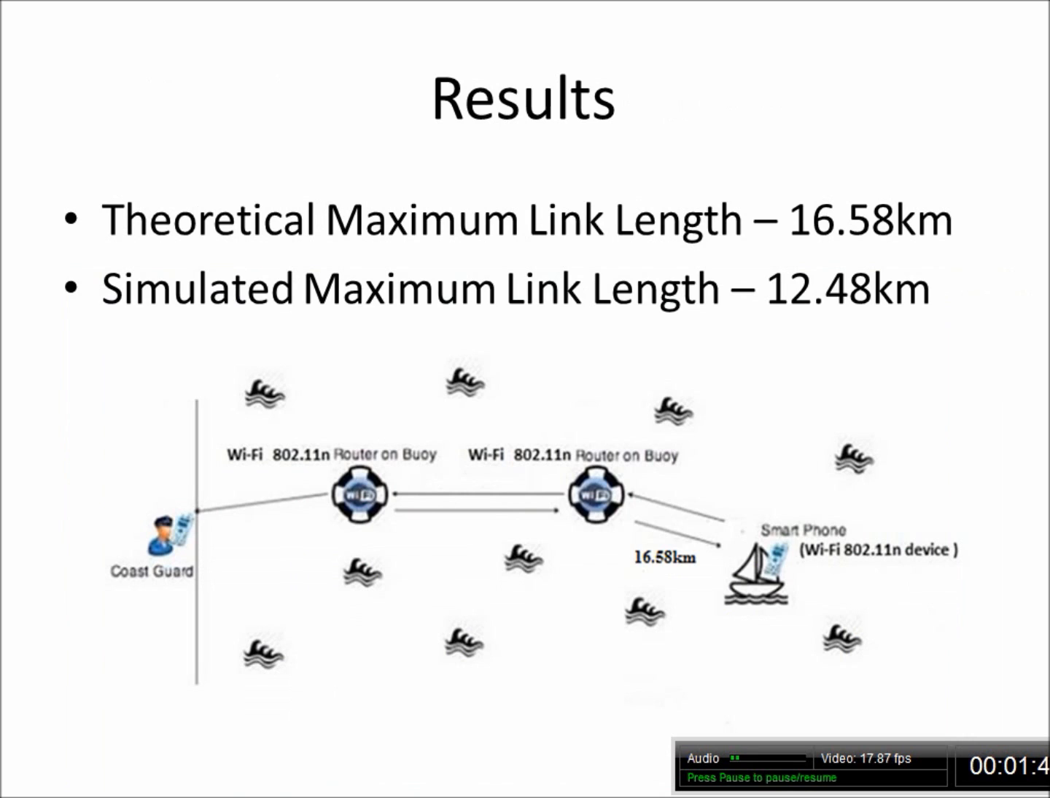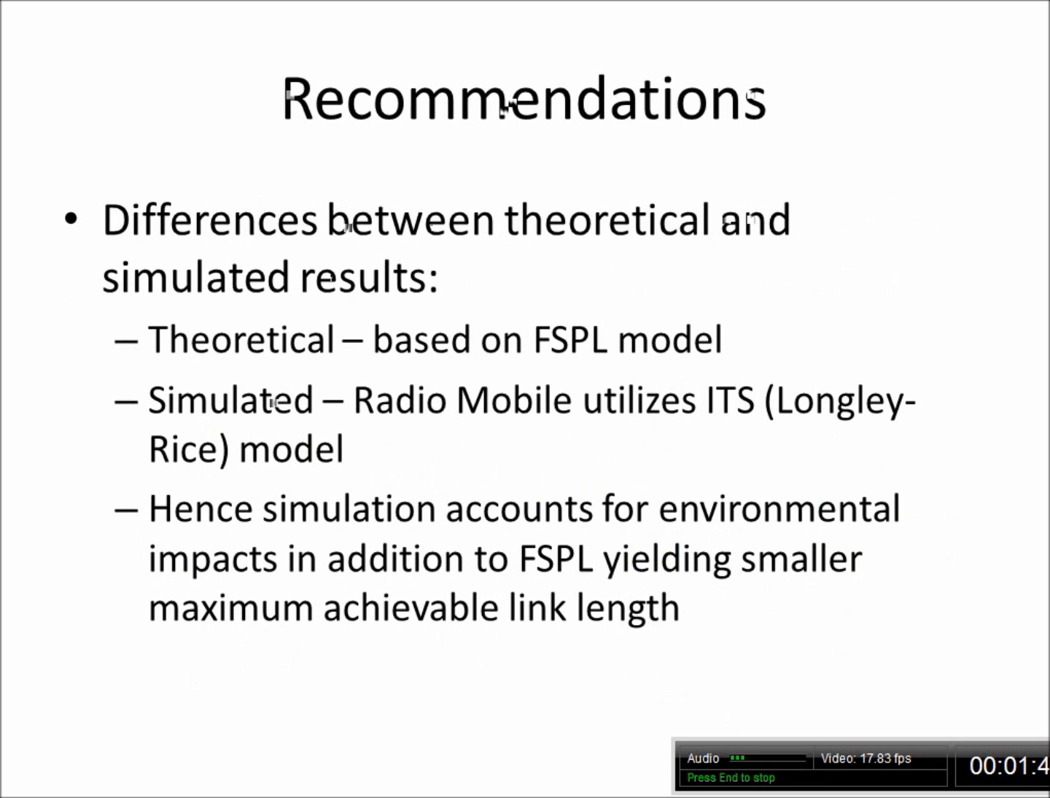Hence, it is seen here that the simulated maximum link length was determined to be less than that of the theoretical. This may have been the result of Radio Mobile's implementation being based on the ITS Longley-Rice model, whereas the theoretical analysis was based on the free space path loss model.